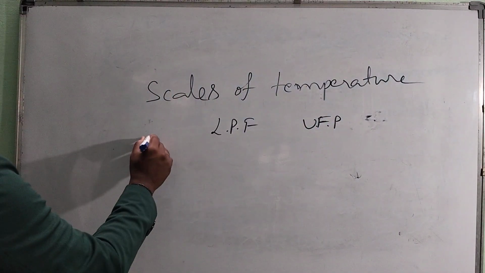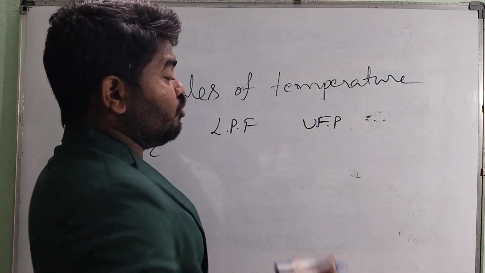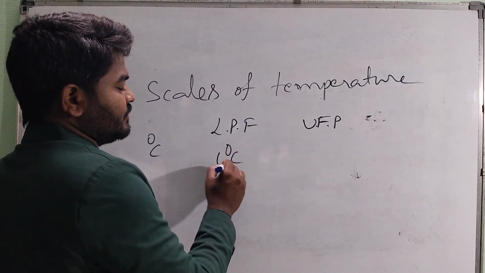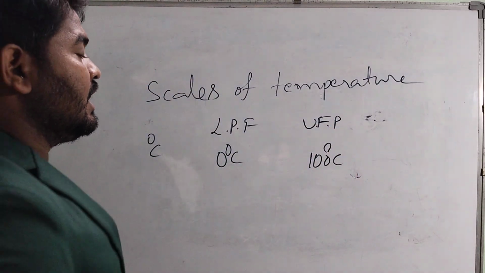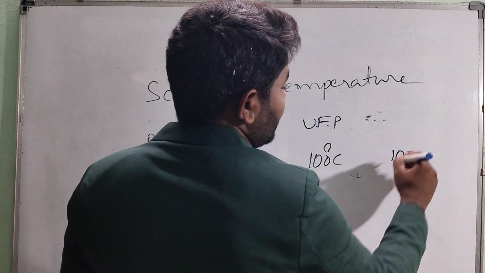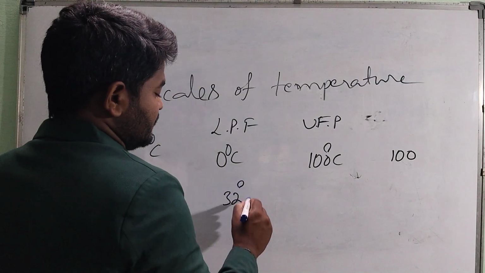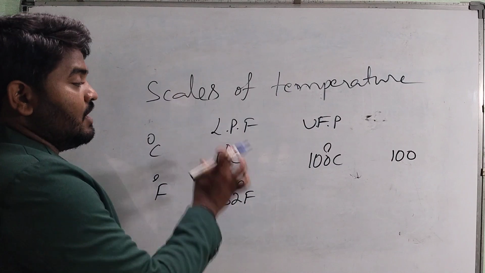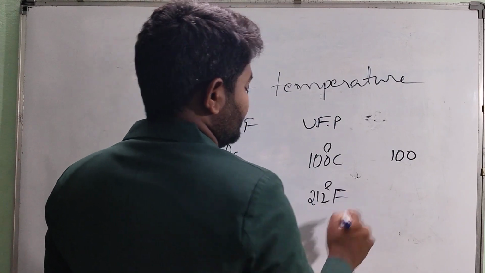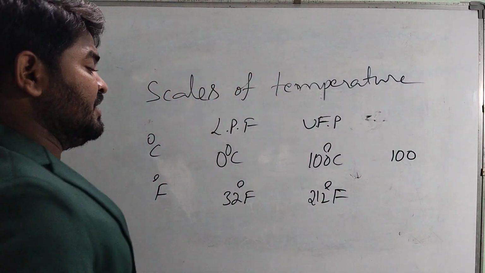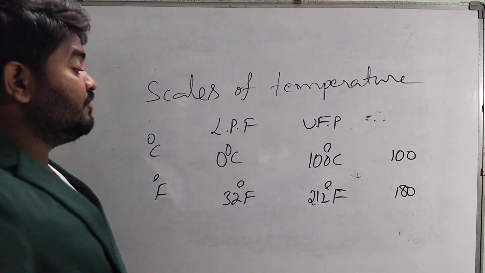For example, in the Celsius scale, we consider the freezing point of water as the lower fixed point, that means 0 degree Celsius, and 100 degree Celsius, the boiling point of water, is the upper fixed point. The number of divisions between these two is 100. Whereas in Fahrenheit, 32 degrees Fahrenheit is taken as the lower fixed point, the freezing point of water, and 212 degrees Fahrenheit is the upper fixed point. The number of divisions is 180. Clear? This is the boiling point of water in Fahrenheit, right?